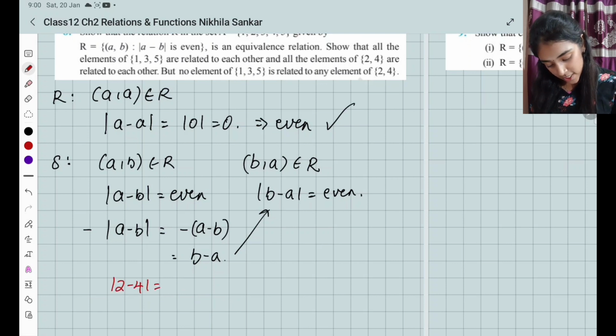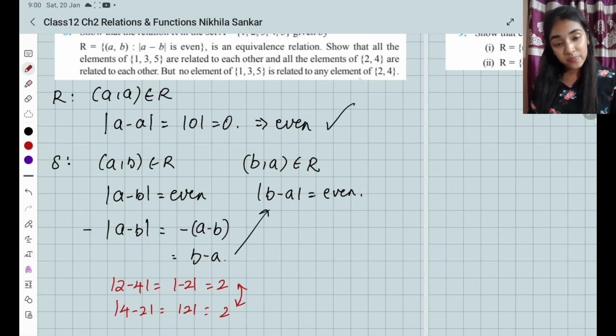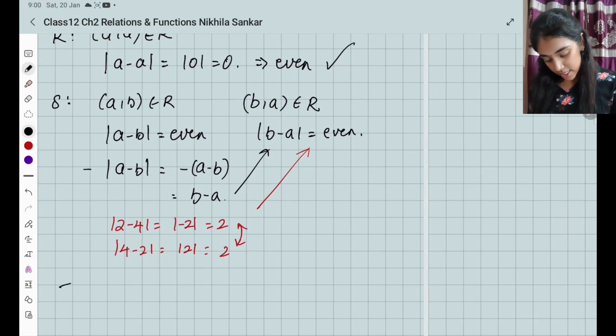So you have 2 − 4, whose absolute value is |−2|, which is 2. Now if you take 4 − 2, it is also going to be 2. So both values are equal and even. Even if they are not equal, it doesn't matter, but they are going to be even. Okay? Understood? So that is symmetric. Next, transitive.